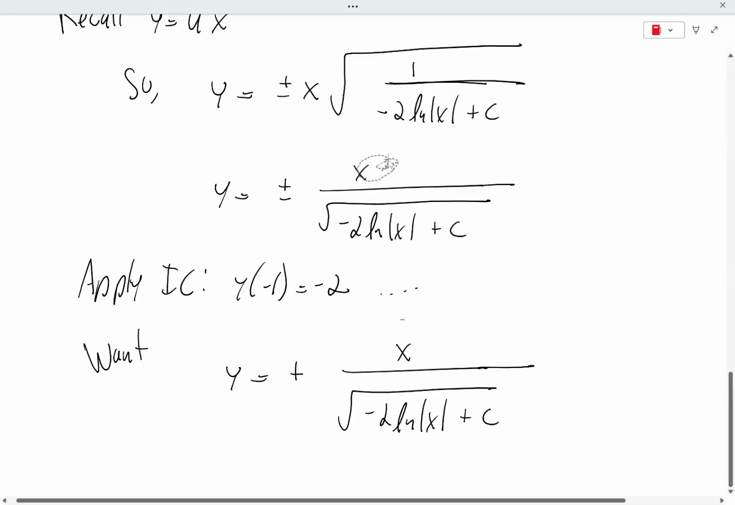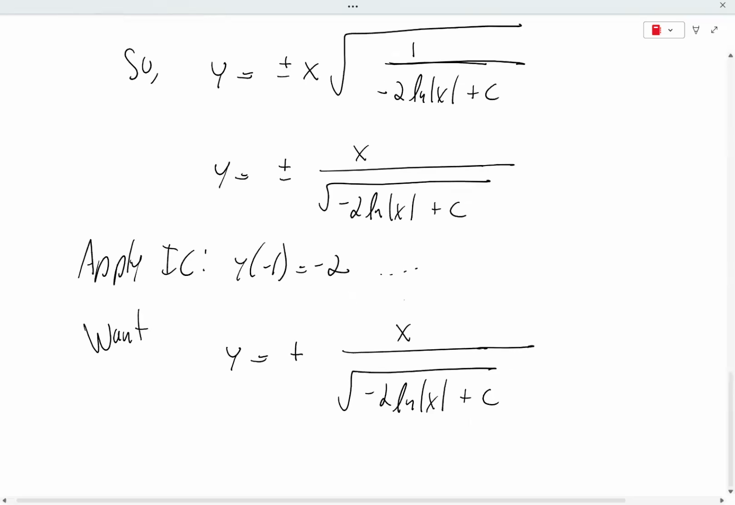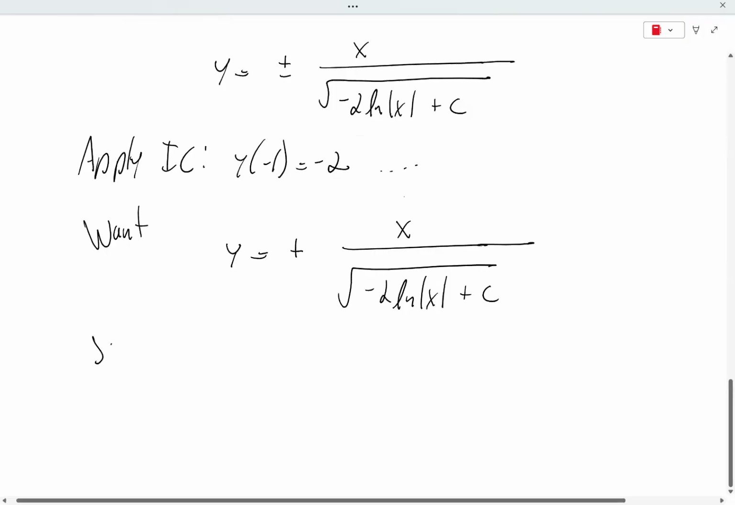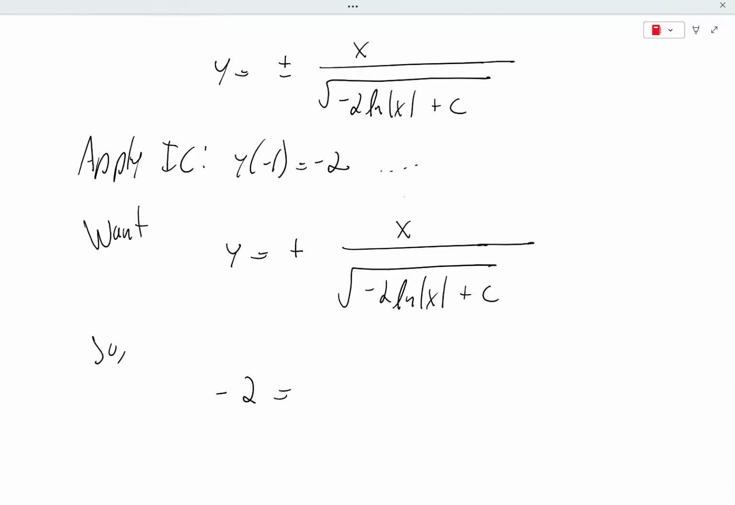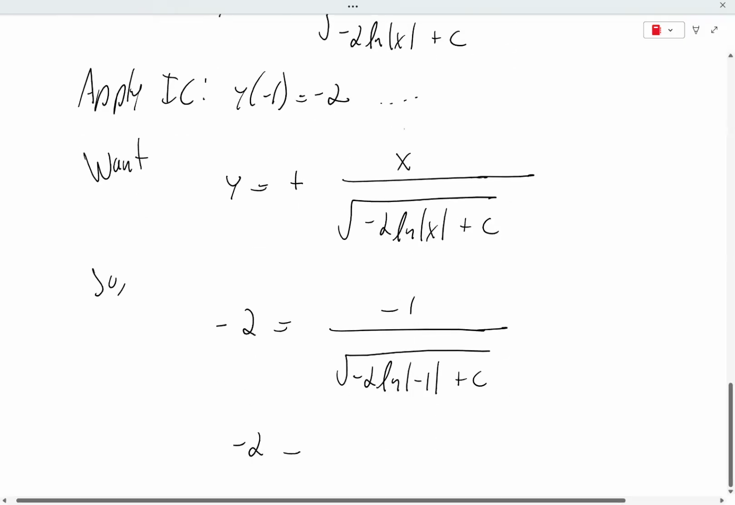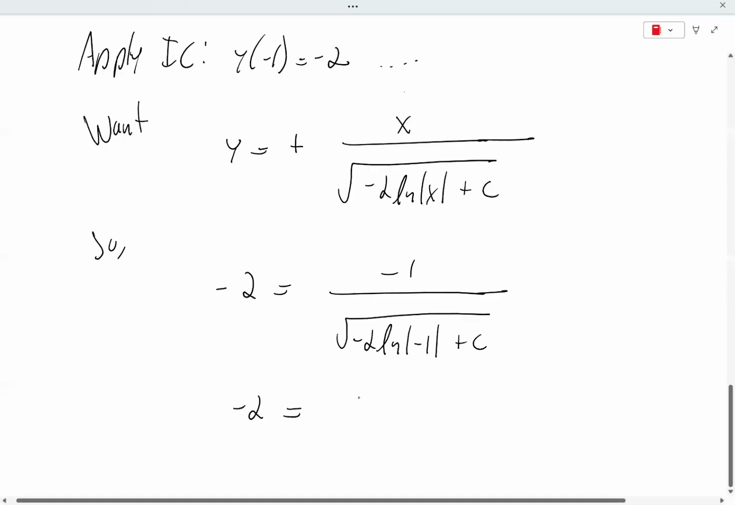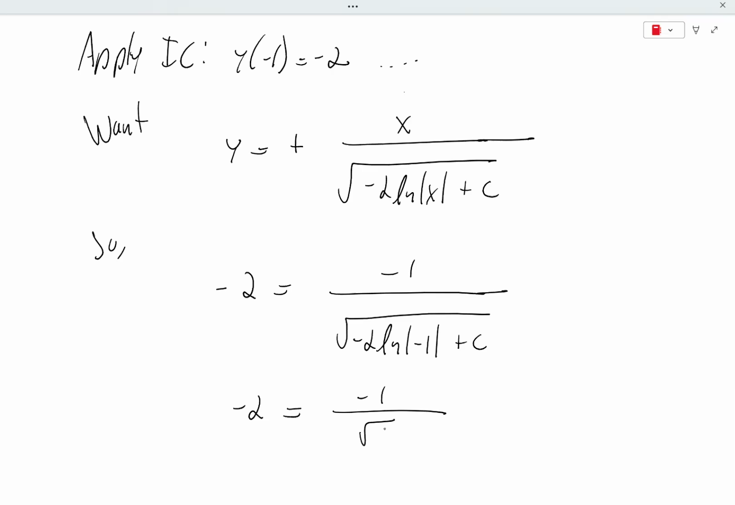If I put -1 in here, I got to get -2 out. So yeah, I want the plus one there. So now if I plug in the condition here, I get -2 equals -1 over square root of -2 natural log absolute value of -1 plus c. So -2 equals -1 over, that's going to be square root of c down here, right? Because this guy is 0, this would be 0 here.